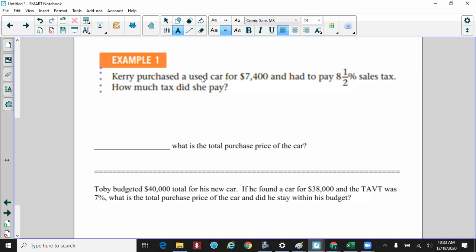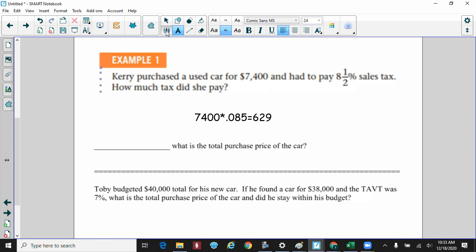So Carrie purchased a used car for $7,400 and had to pay 8.5% sales tax. How much did she pay? All right, so again, similar TAVT or sales tax. All you're doing is multiplying by the tax, which is 0.085 as a decimal, which gives you a tax of $629. Now, what is the total purchase price of the car?